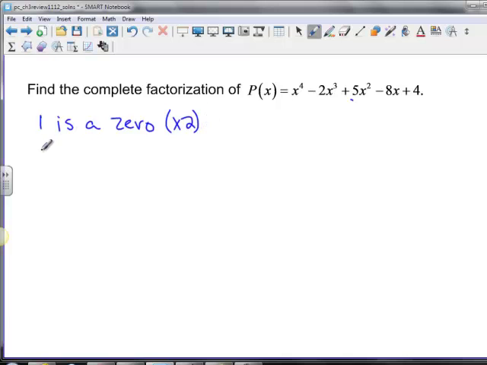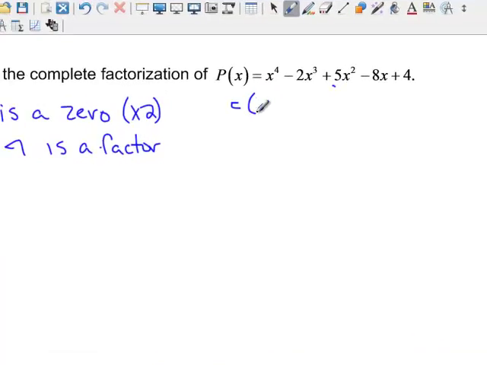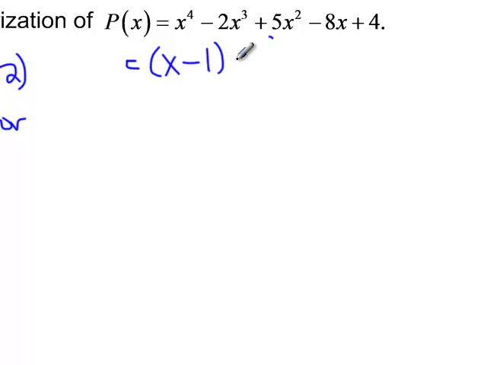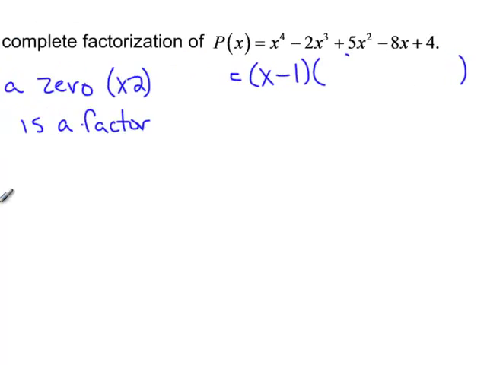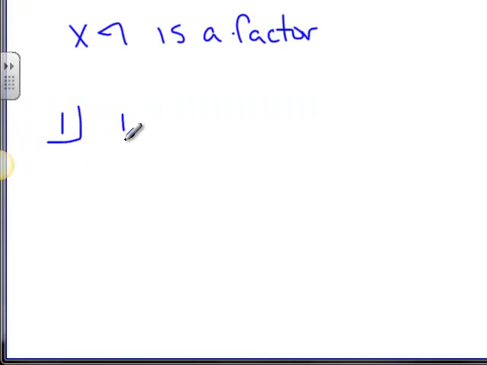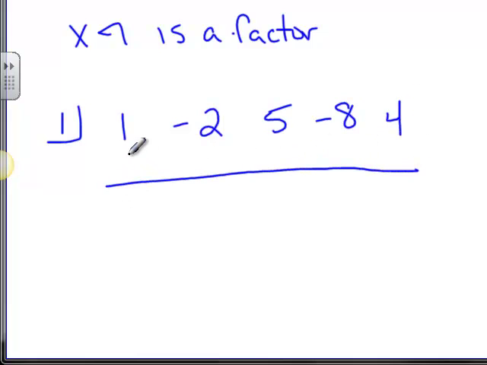All right, if 1 is a zero, x minus 1 is a factor, and we're going to use that to our advantage here. So we're going to say equals x minus 1. How do we figure out what goes in the parentheses? Synthetic division. So write down the coefficients: 1, negative 2, 5, negative 8, and 4. We're not missing any terms, so that's a good thing. Skip a line, draw a line.